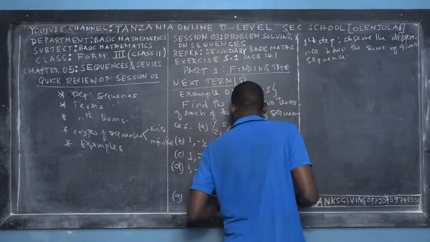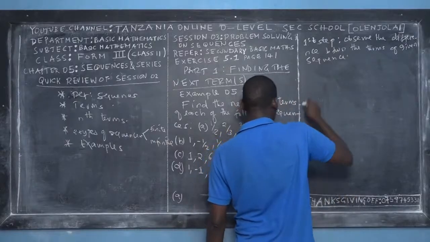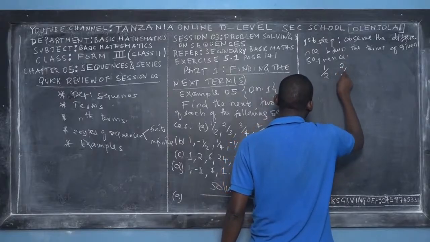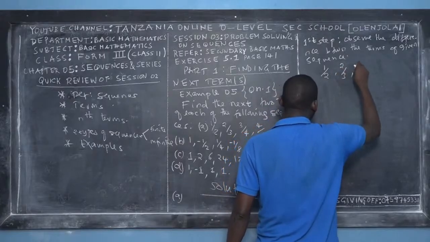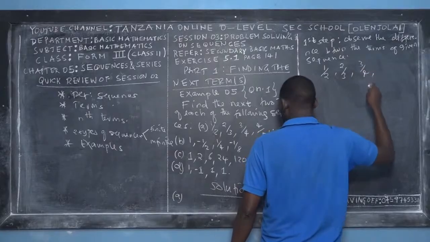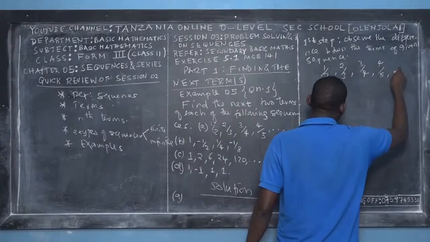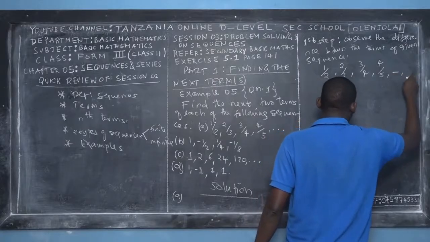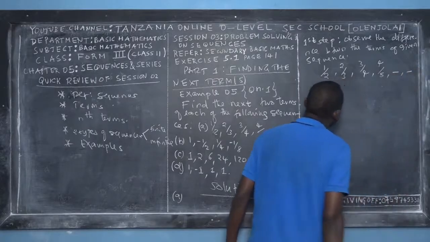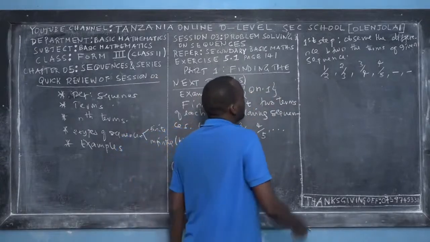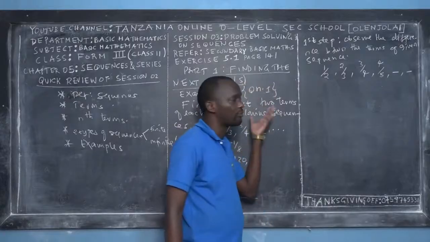So for instance, for Roman A, we'll be given 1/2, 2/3, 3/4, 4/5. The question asks us to determine the next first term and next second term. So that's what will be given. This is the sequence of fractional numbers.